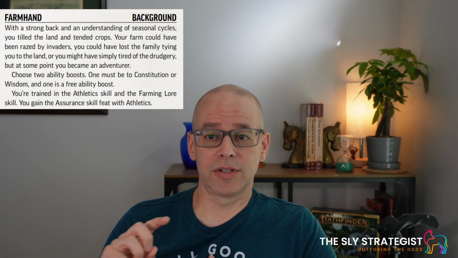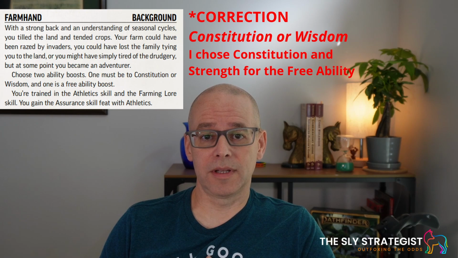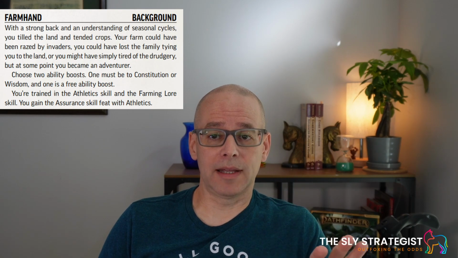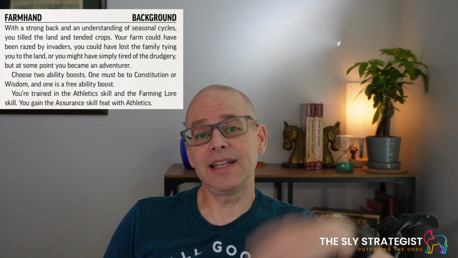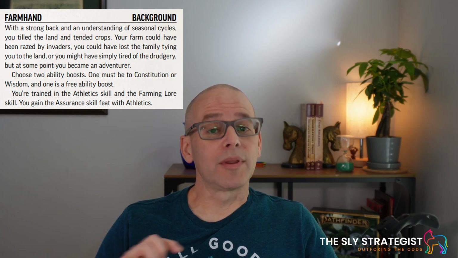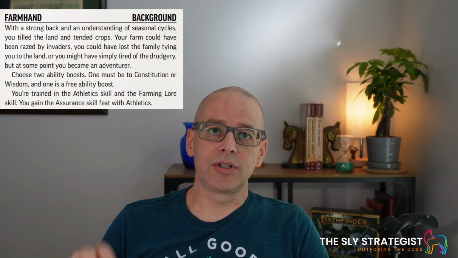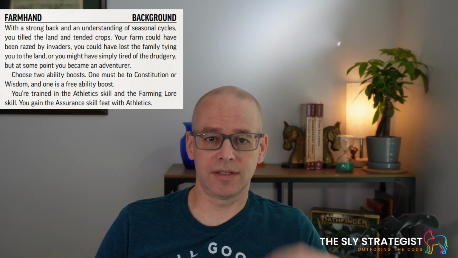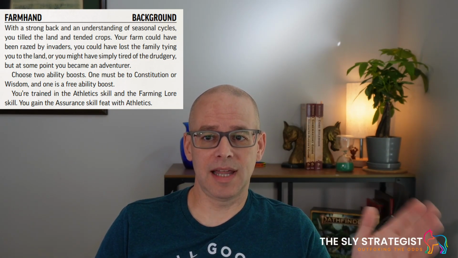So we're going to scroll through the list here, and we're going to see that a farmhand gives you either a strength or con on one of your ability boosts and one free. So we're going to go ahead and make our background a farmhand. Now, the skill feat that he gets with a farmhand is Assurance for athletics. Assurance basically allows you to substitute a roll with this assurance feat, which is a +10 plus your proficiency without additional modifiers. That's a lot of words thrown at you.